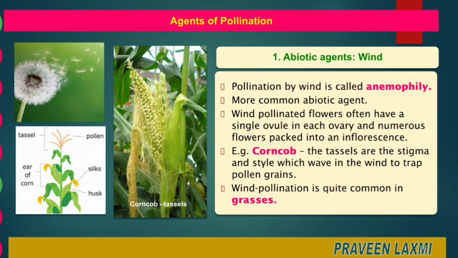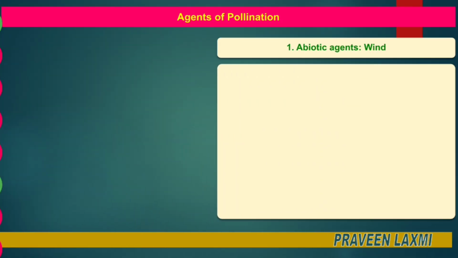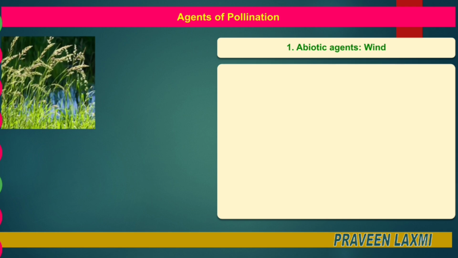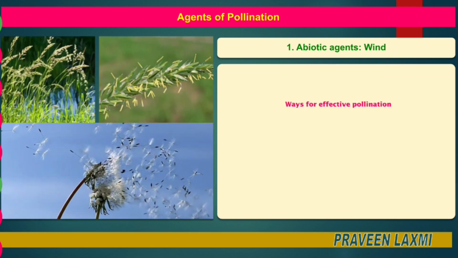Wind pollination is quite common in grasses. So most of the grasses will undergo what? Wind pollination. So these are the grasses where we can see the pollen grains. Now, the features for effective pollination.